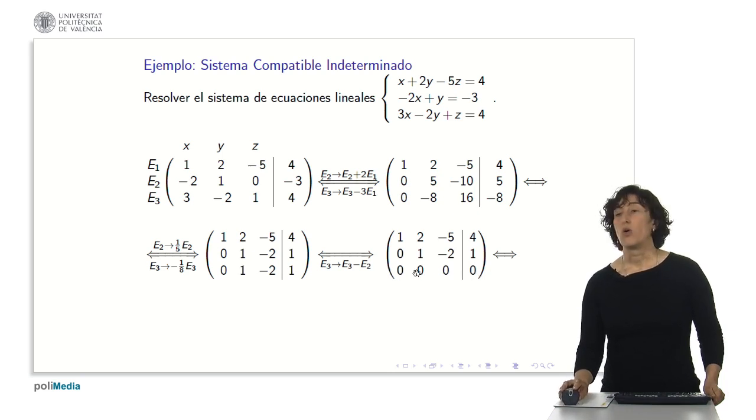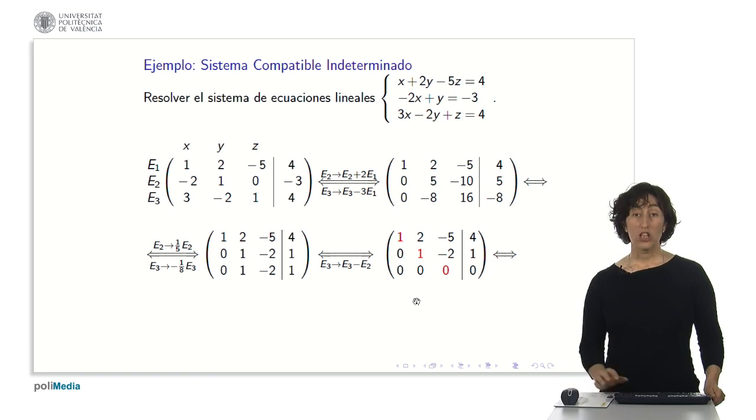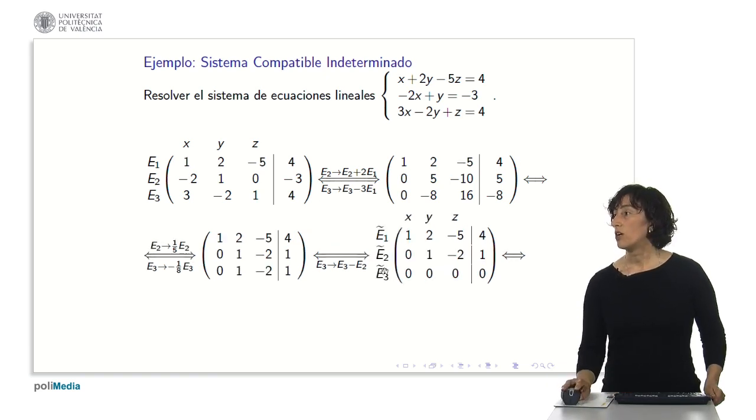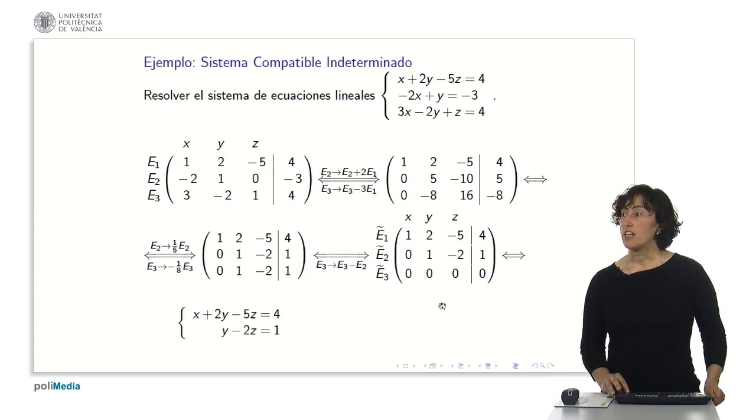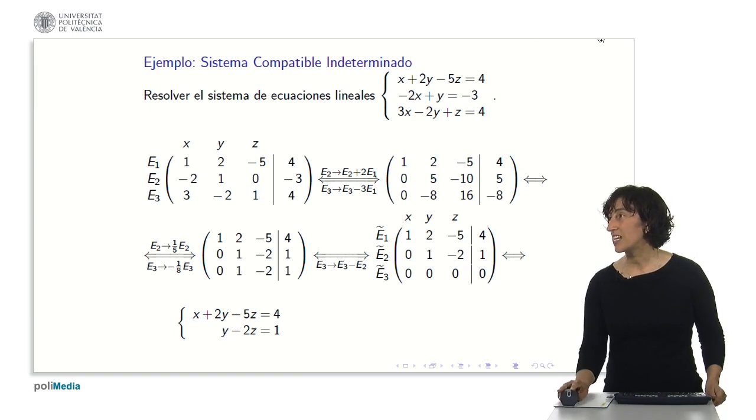So once I have zeros below that diagonal, that is 0, 0, and 0, then I transform it into new equations. Equation 1, equation 2, and equation 3 are the new equations of the new system. x plus 2y minus 5z equals 4, and y minus 2z equals 1. And 0 equals 0 is not necessary to write because it is an identity. Then I have achieved a system that is equivalent to the previous one.